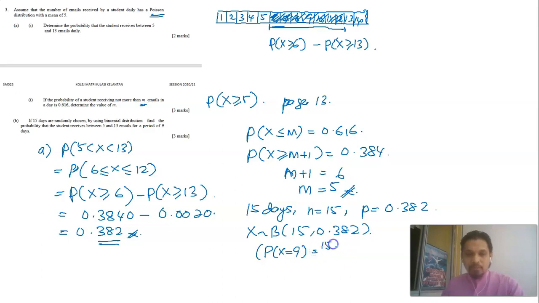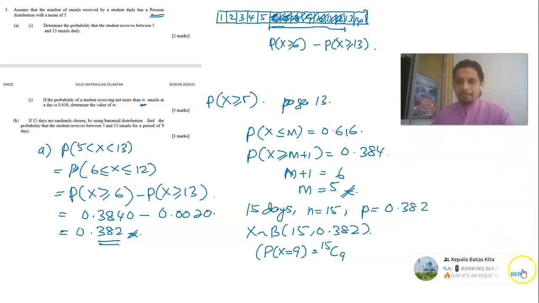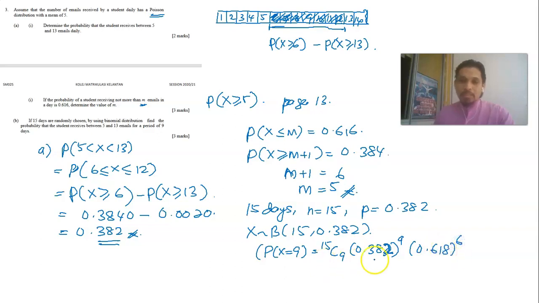Okay, equal to 15C9 times 0.382 to the power of 9 and 0.618 to the power of 6. So its answer here is 0.0483. Okay, so received between 5 and 13, just like the previous question. It's only that we change the record. The period is for 9 days, and the number of trials is 15 days here using the binomial. Okay.